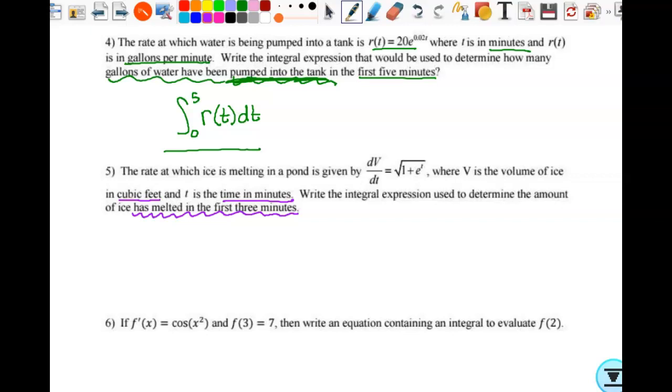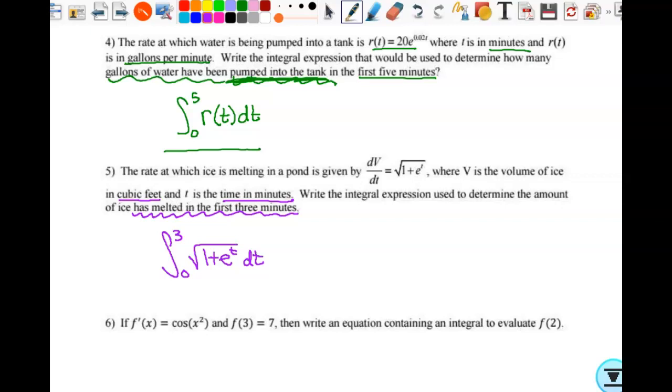So that just means that it's an integral, first 3 minutes, 0 to 3. I don't know, my integral looks so weird. Integral from 0 to 3. And let's just write this one out: 1 plus e to the t dt. That's the amount it has changed, the amount of ice that has melted in the first 3 minutes. Everybody okay with that? Okay.